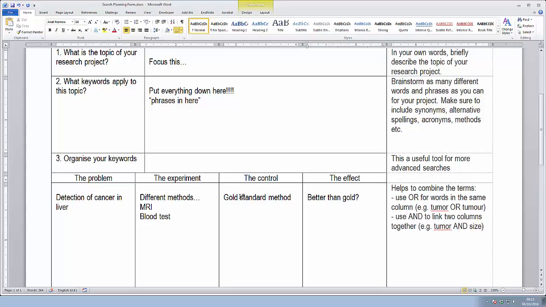From a clinical point of view, you might have a problem, so it could be a disease. The experiment could be, well, can I use a new drug or a treatment for the disease? The control could be people that are not treated with that new intervention or therapy, and the effect would be better than the current therapy. You can apply this framework to anything, really. It's just about thinking about what the problem is, what you're going to do, how you're going to ensure that it's controlled, so that it should interact with the current state of knowledge in the literature, and then what the overall effect of that is. So what are you trying to measure? What are you trying to assess? What are you trying to detect?